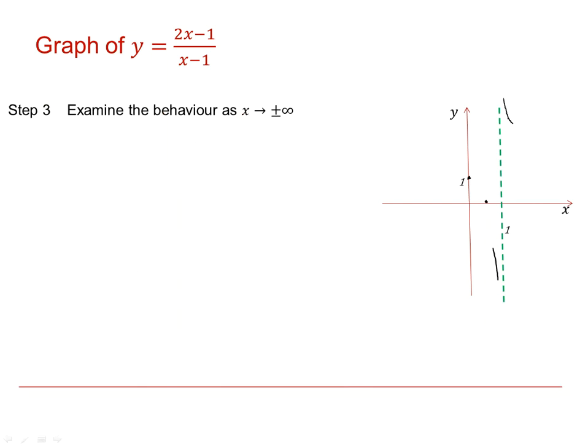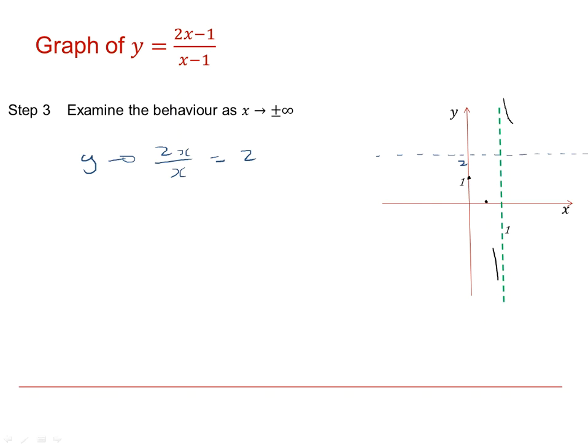The next step is to examine what happens when we have large values of x. So if x approaches plus or minus infinity, then we can see that y is approaching 2x over x. We can ignore the small values -1 on the numerator and the denominator, and this is equal to 2. Draw that one in at 2, and then we can consider what happens either side of that horizontal.